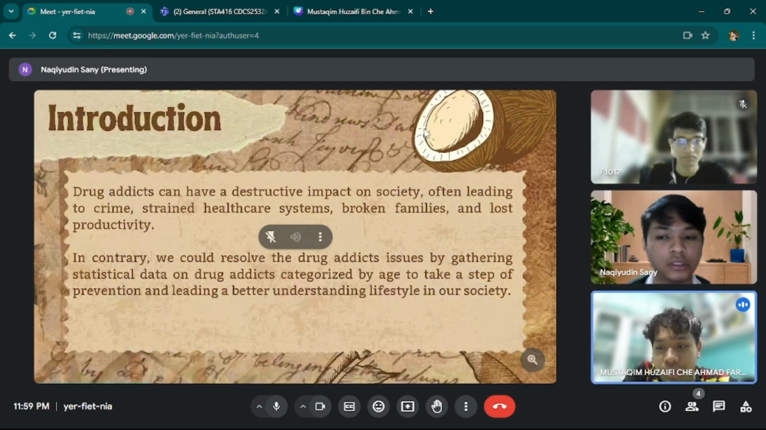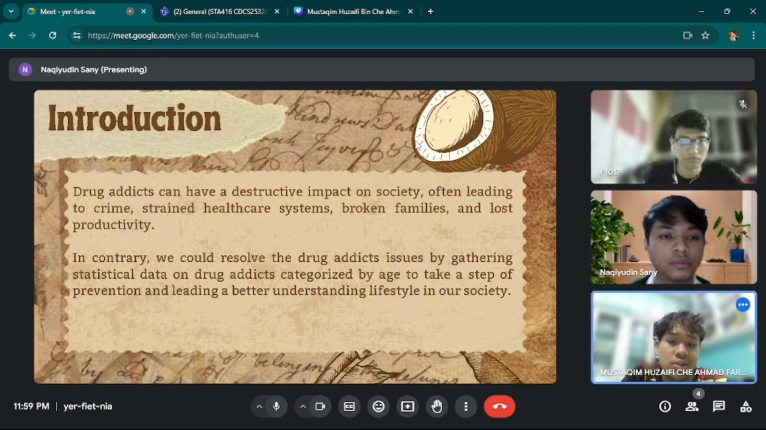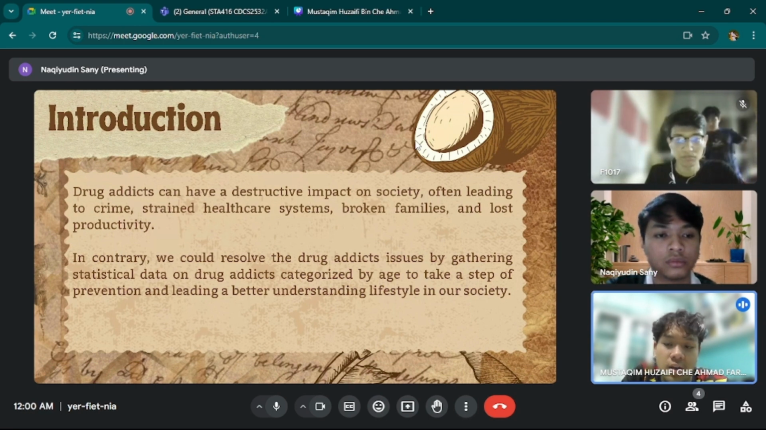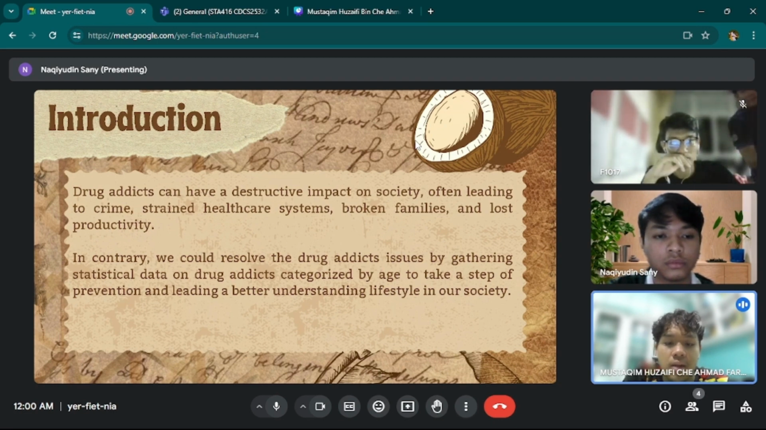For the introduction, drug addicts can have a destructive impact on society, often leading to crime, strained healthcare systems, broken families, and lost productivity. On the contrary, we could solve the drug addiction issue by gathering statistical data on drug addicts categorized by age, to take steps of prevention and lead to a better understanding of lifestyle in our society.